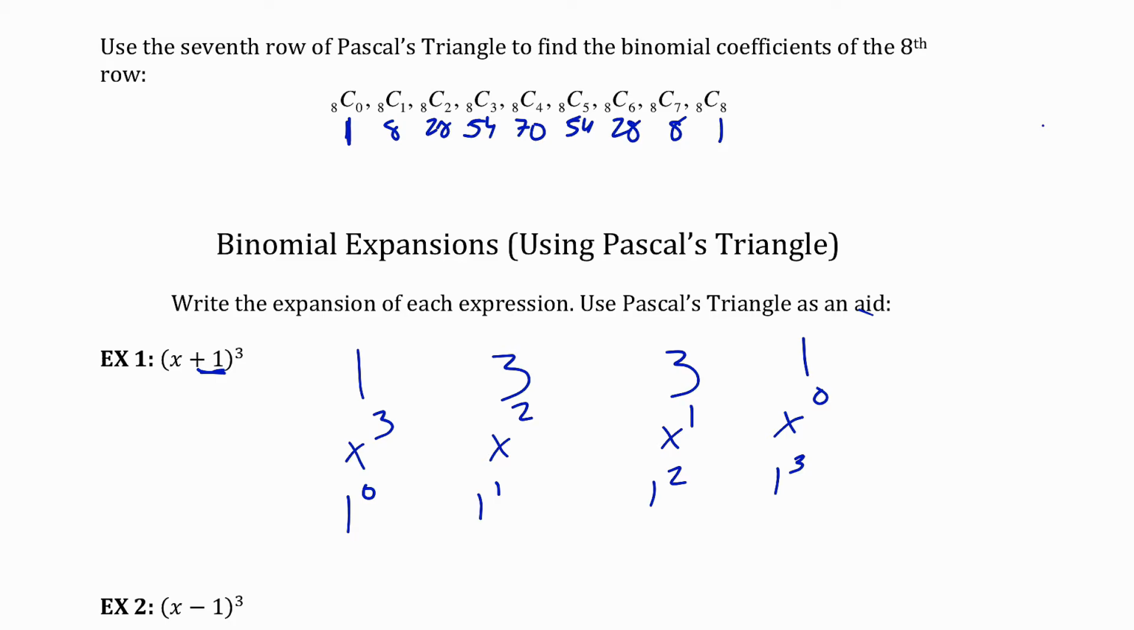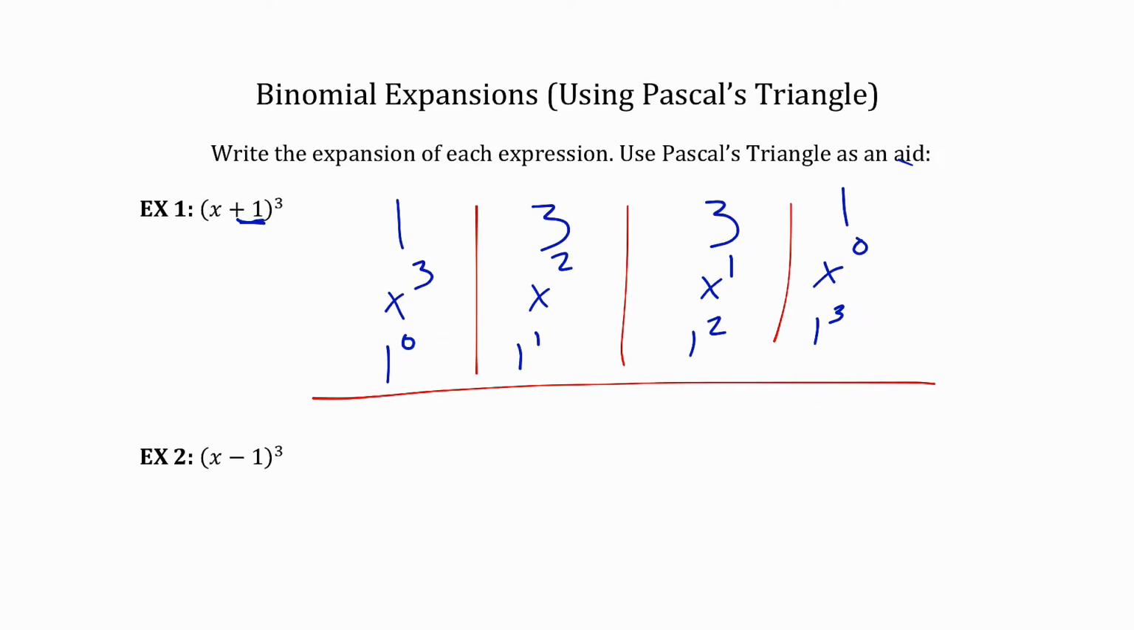But what we can do now is take each of these columns. I'm going to label them off. You don't have to draw these lines there, but sometimes it's nice. What we're going to do is take each of these and simplify it.